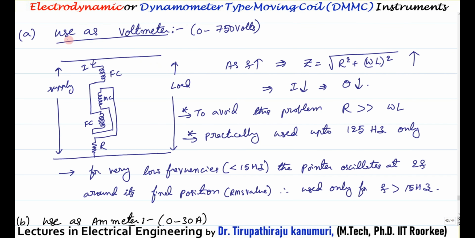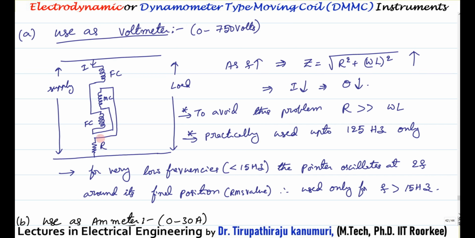So first let us see when it is used as a voltmeter. It can be used as a voltmeter from 0 to 750 volts. In order to limit the current that is passing through your instrument, generally we connect one high value of resistance in series with your instrument. Here these are my fixed coils. Fixed coils are connected in series, and then that fixed coil is connected in series with the moving coil, which in turn is connected in series with a resistance.